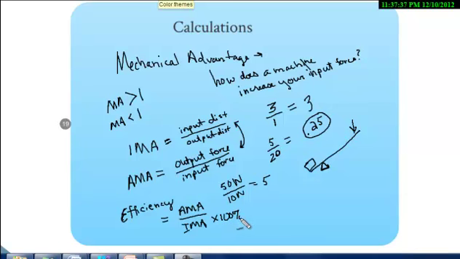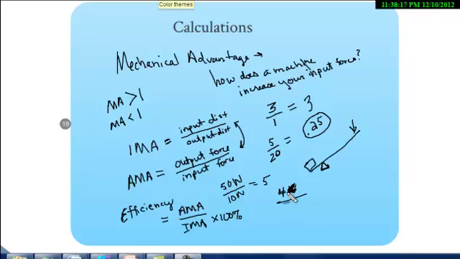So, for example, if ideally my lever would have a mechanical advantage of 5, but it actually only took a 10 Newton force and turned it into a 40 Newton force, then my actual mechanical advantage would be 40 over 10, which would equal 4. This would be my actual mechanical advantage, and that actually doesn't have units, sorry.